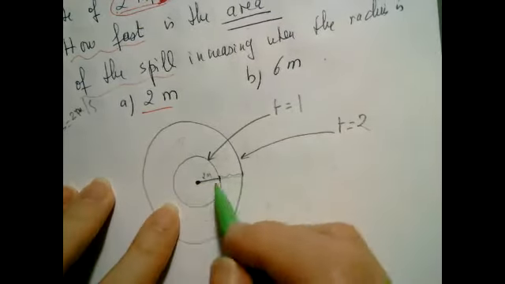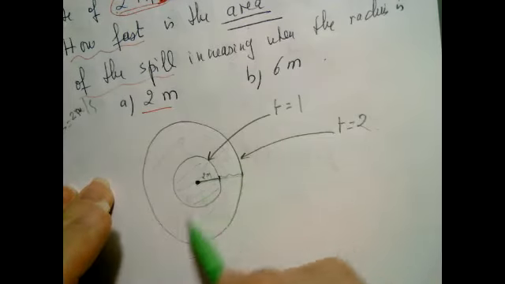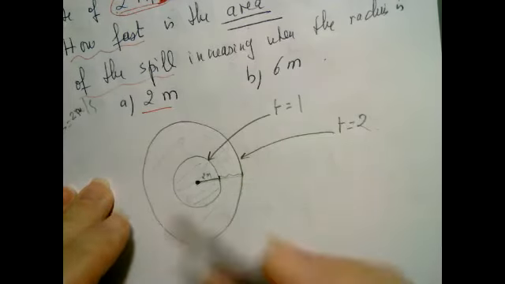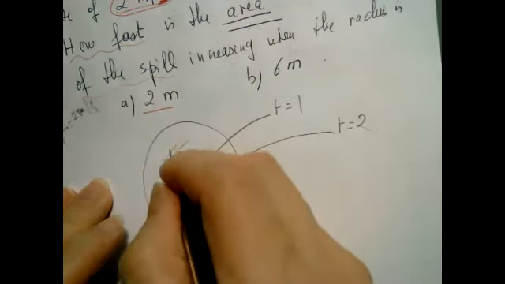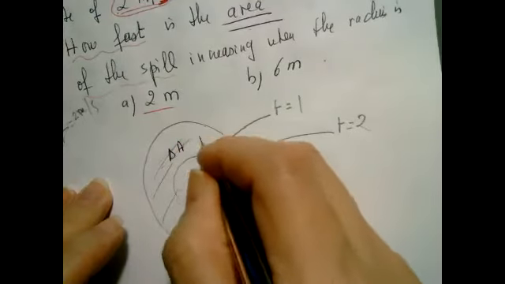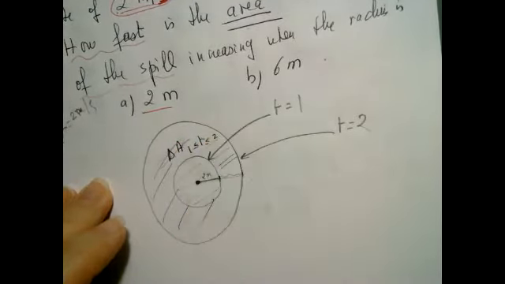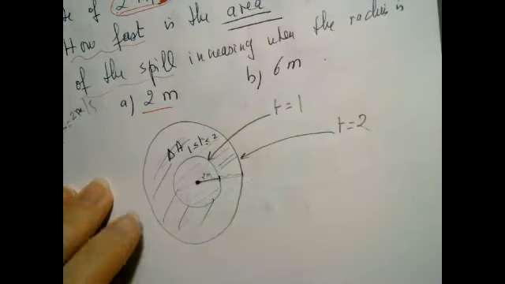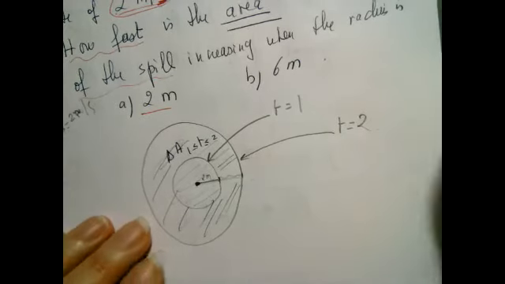Okay, so at t equal to 1, that's the area of my spill. At t equal to 2, that's the area. So the area changed by that much. It grew by that much. So that's really the change of area for t between, if you want, 1 and 2. That's by how much it grew. So this little piece here. Okay. Then what's happening after that?